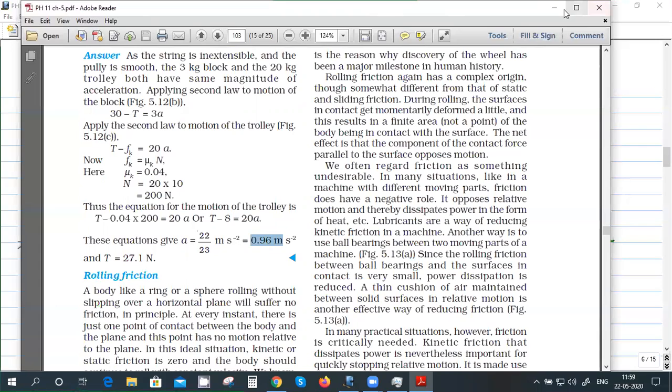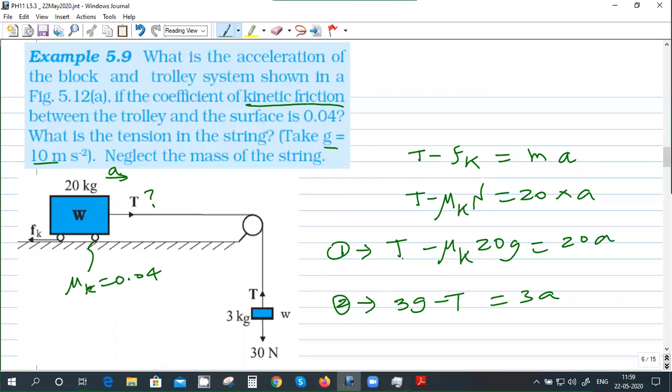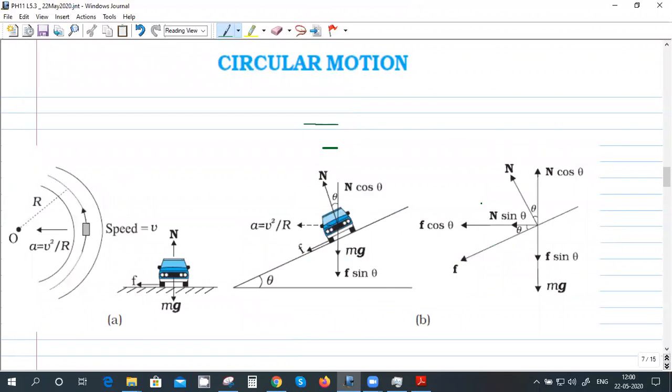Okay. So there are two equations basically, 1 and 2, and two unknowns. We have to solve simultaneously, right? First you can add them, T will go away, only acceleration will remain. Okay. So acceleration is 0. Tension is, okay. Daksh, done? Yes, sir. Okay. Next is circular motion.